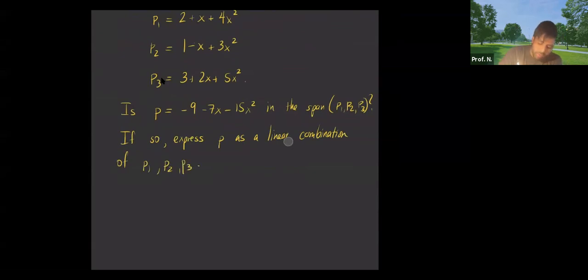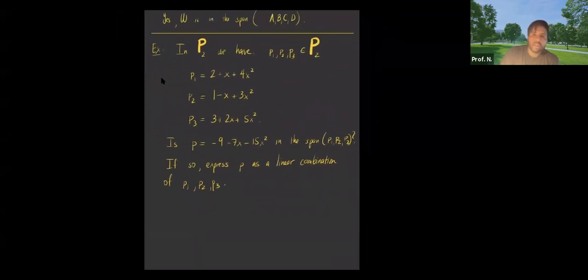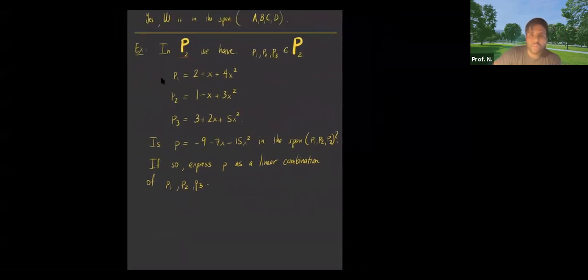Do you guys see the question? The two-part question? I have a polynomial space of degree 2. I have 3 instances of those elements, P1, P2, P3, right? These are all quadratic expressions. And I have this new quadratic expression, and I'm asking myself, is this new quadratic expression in the span of P1, P2, P3? In other words, is there a linear combination of P1, P2, P3 that results in P? If so, express it as a linear combination.